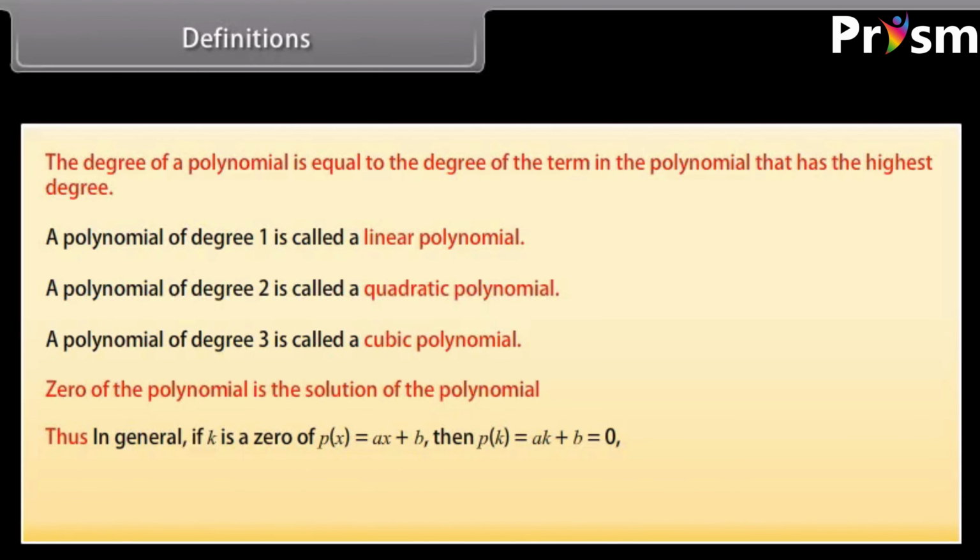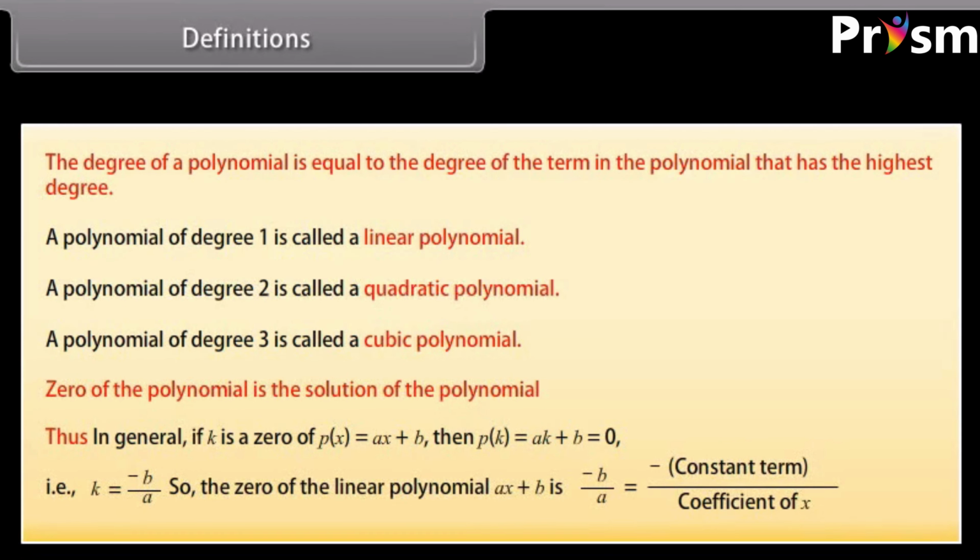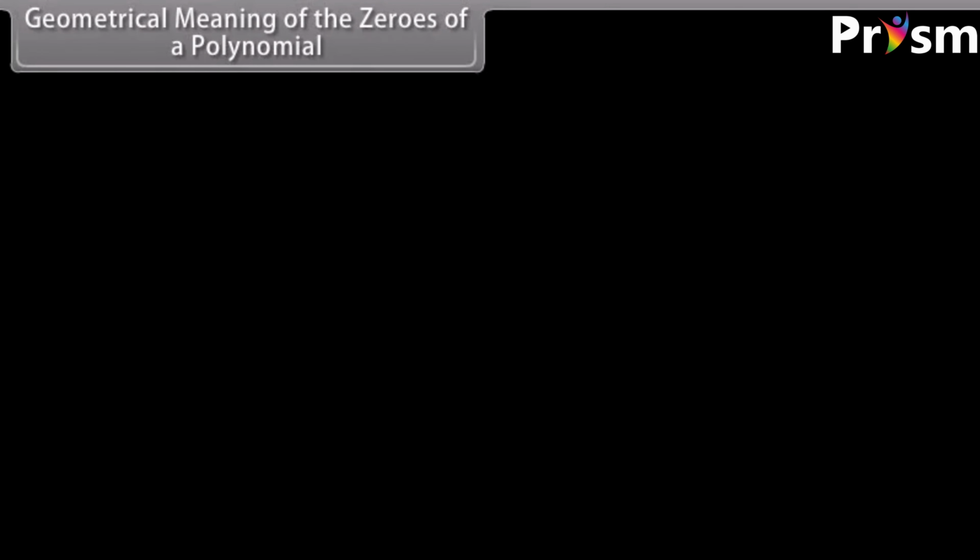Thus, in general, if k is a zero of p(x), which is equal to ax plus b, then p(k) is equal to ak plus b, which equals 0. That is, k is equal to minus b upon a. So, the zero of the linear polynomial ax plus b is minus b upon a, which equals minus constant term upon coefficient of x.